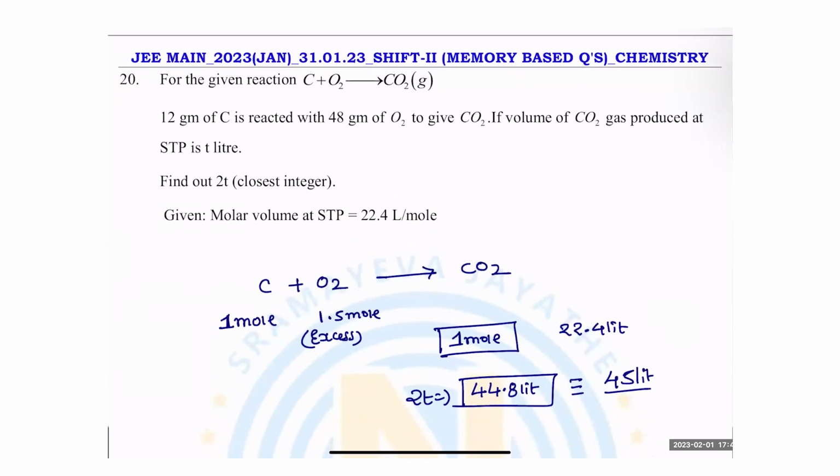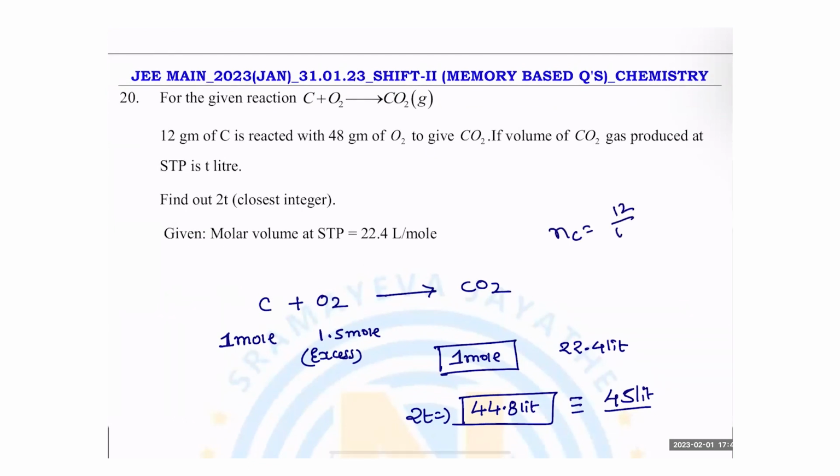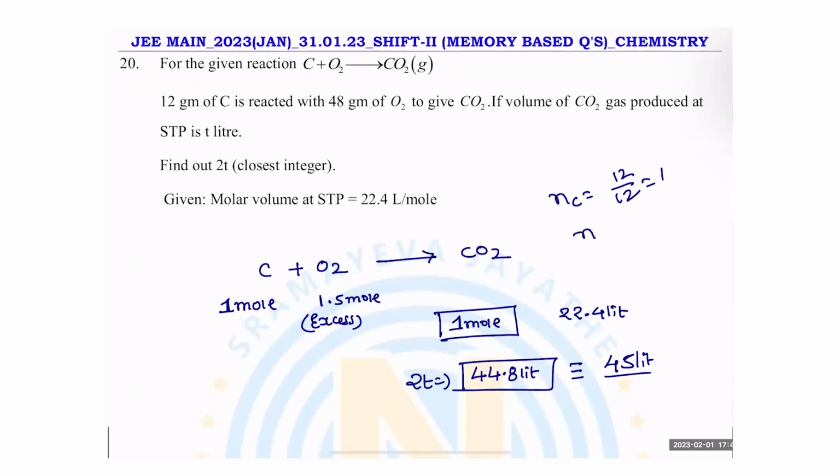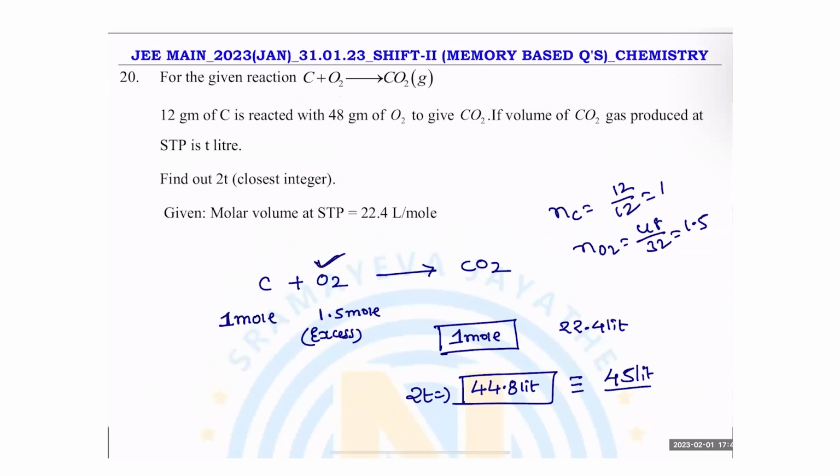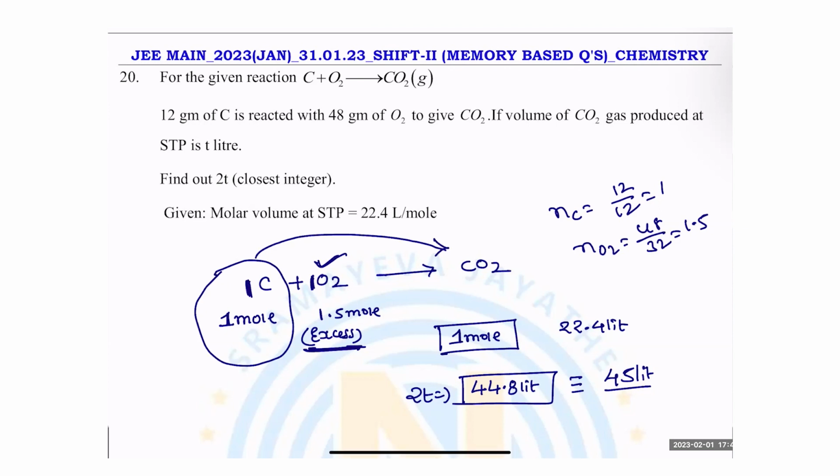First, find the number of moles of carbon given: weight by atomic weight, 12 by 12, is 1 mole. Moles of oxygen: weight 48, molecular weight 32, gives 1.5 moles. So oxygen is the excess reagent, because 1 mole of carbon requires only 1 mole of oxygen according to the reaction, but here we have 1.5. Product formation is always from the limiting reagent. So 1 mole of carbon will give 1 mole of carbon dioxide, which is 22.4 liters. This is the T value, but he is asking for 2T. So 2 into 22.4 is 44.8, and the closest integer is 45 liters. So the answer to this question is 45 liters.